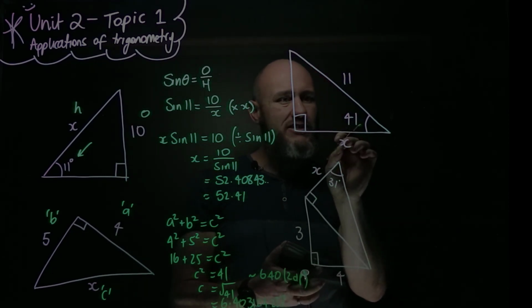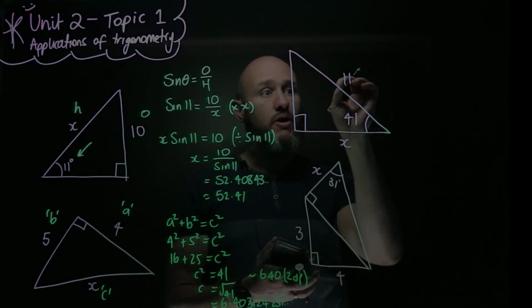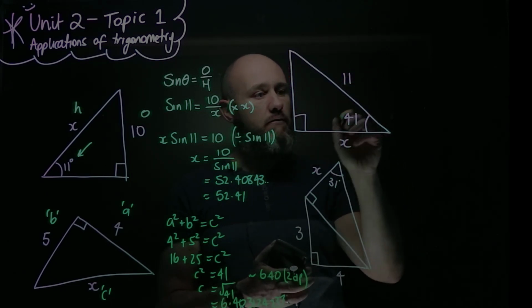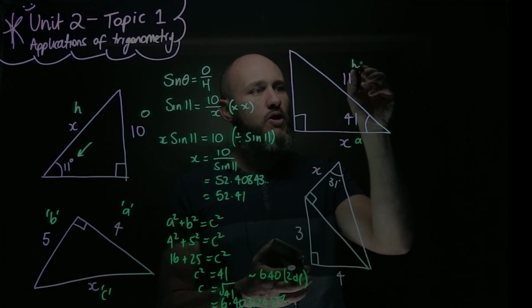I need to find x. I've got a right angle. I have got one of the angles. I've got this side here. Now 41 is there, which means that this is my adjacent and this is my hypotenuse.